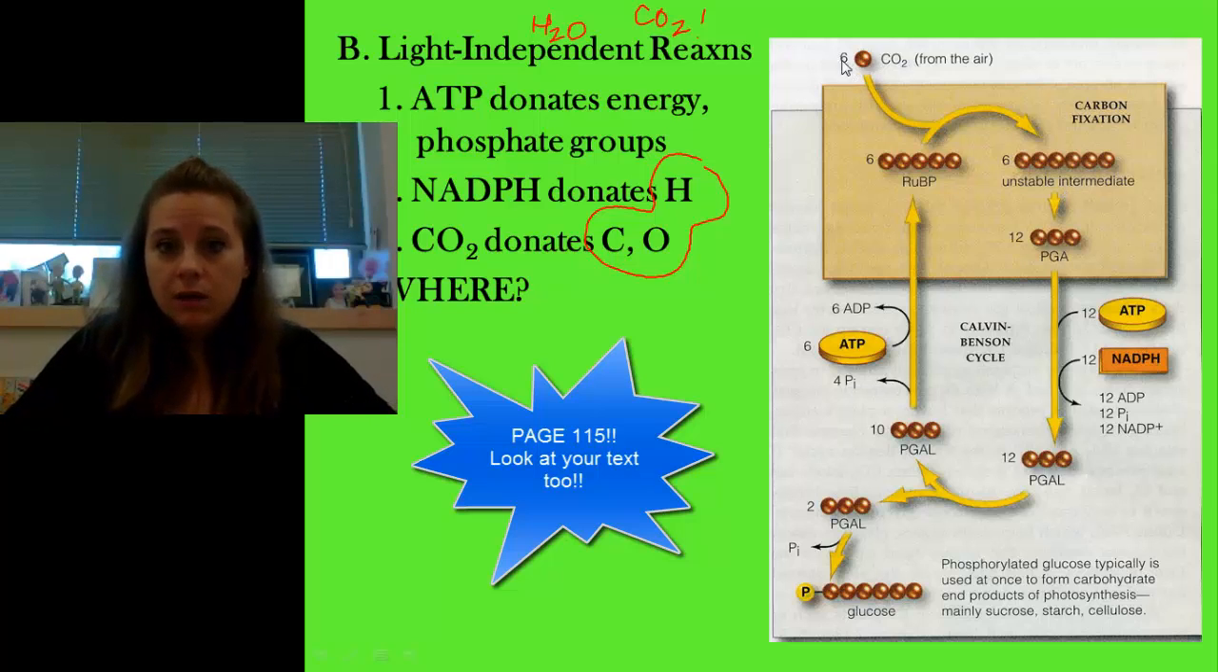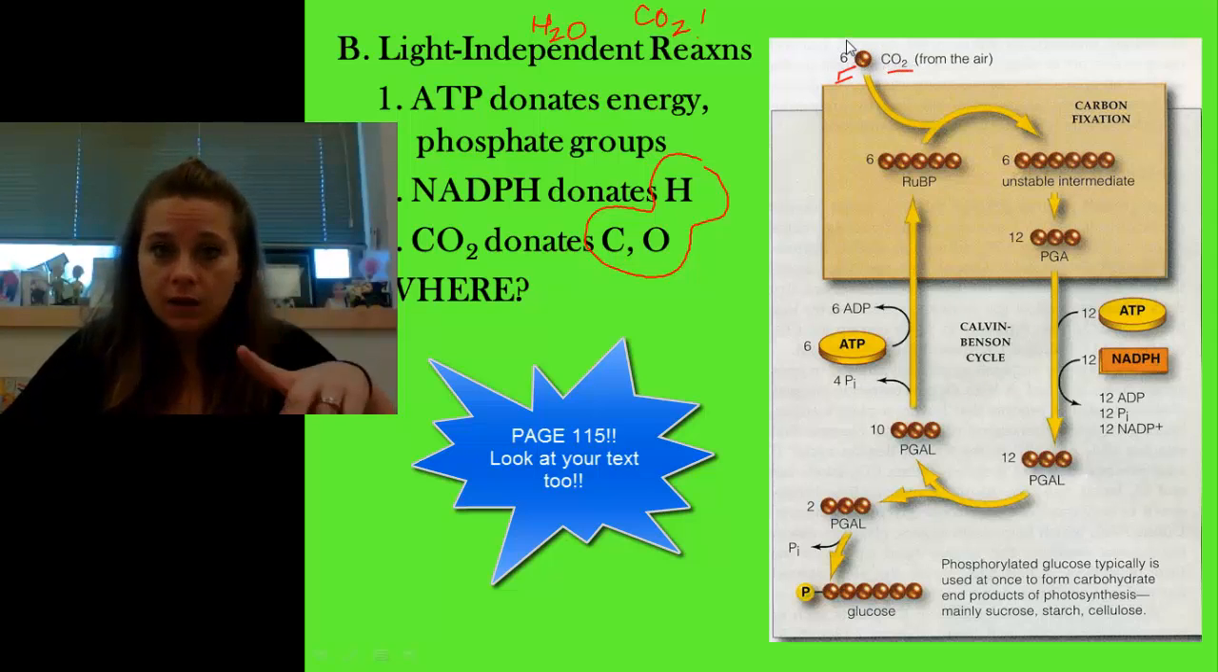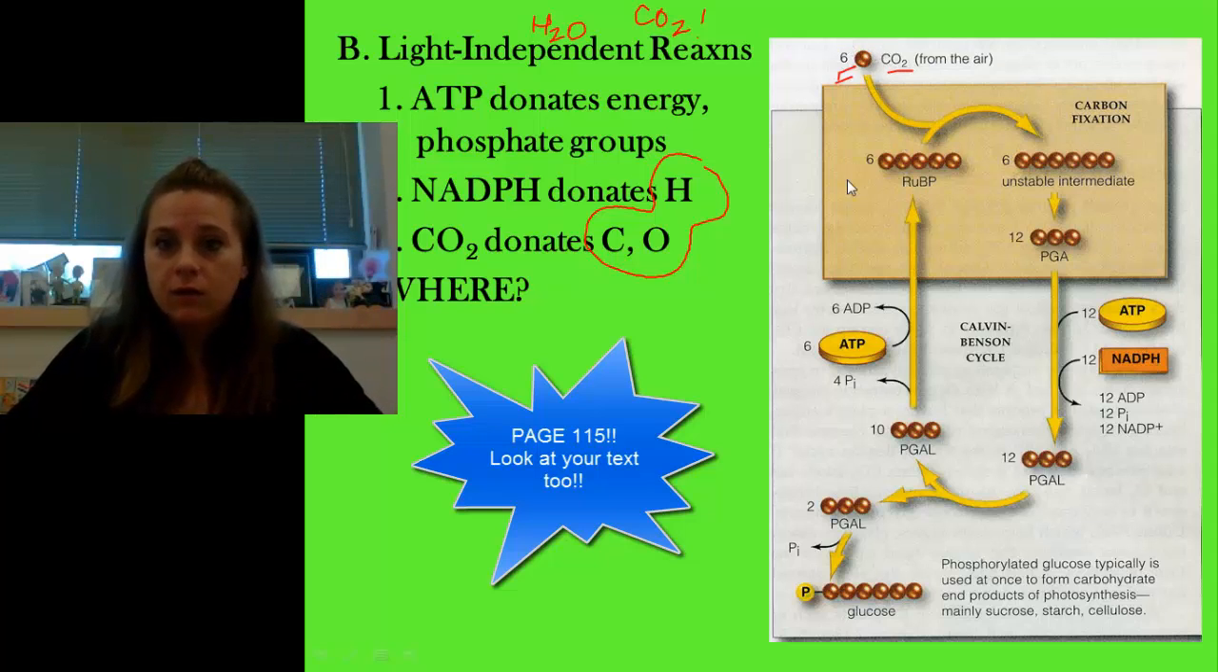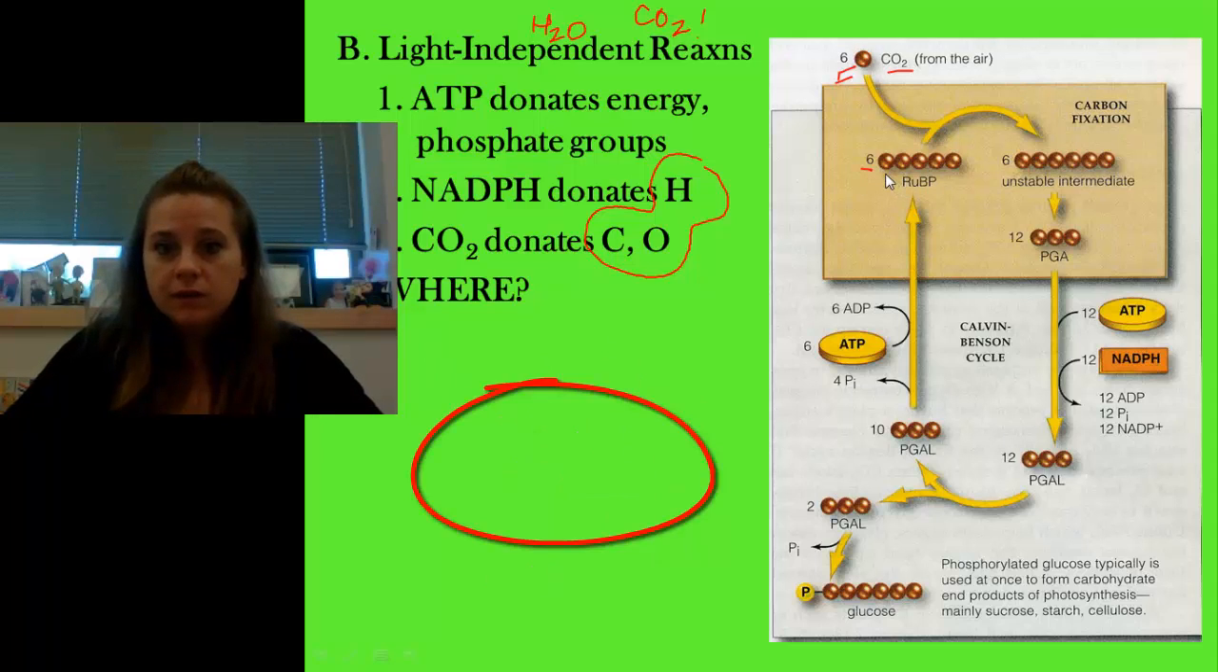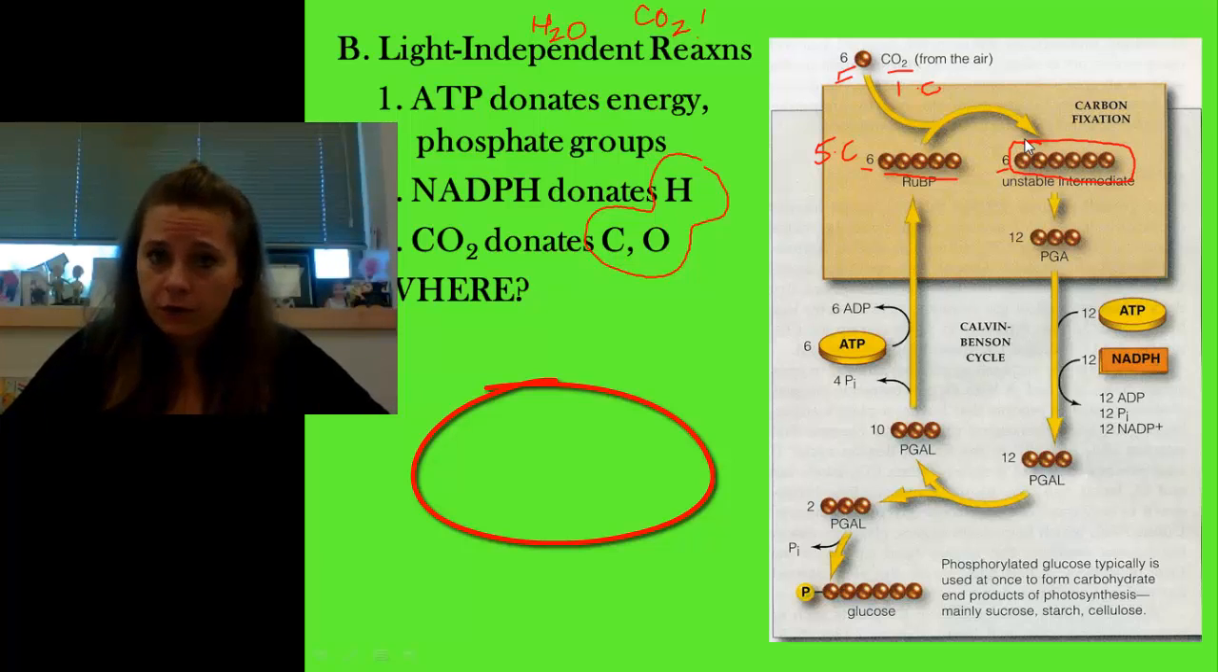So I'm going to begin with 6 carbon dioxide molecules. Now, carbon dioxide is a single carbon molecule. It has 1 carbon, so 6 of those are entering into the cycle. It meets up with 6 of these rubisco molecules, and that's what we call it, rubisco. It's got a much longer name, but notice a rubisco molecule is a 5 carbon molecule. So I'm going to take this 1 carbon molecule, and we're going to add them together to create 6 of these 6 carbon unstable intermediates. They're very unstable, they're not held together very well.